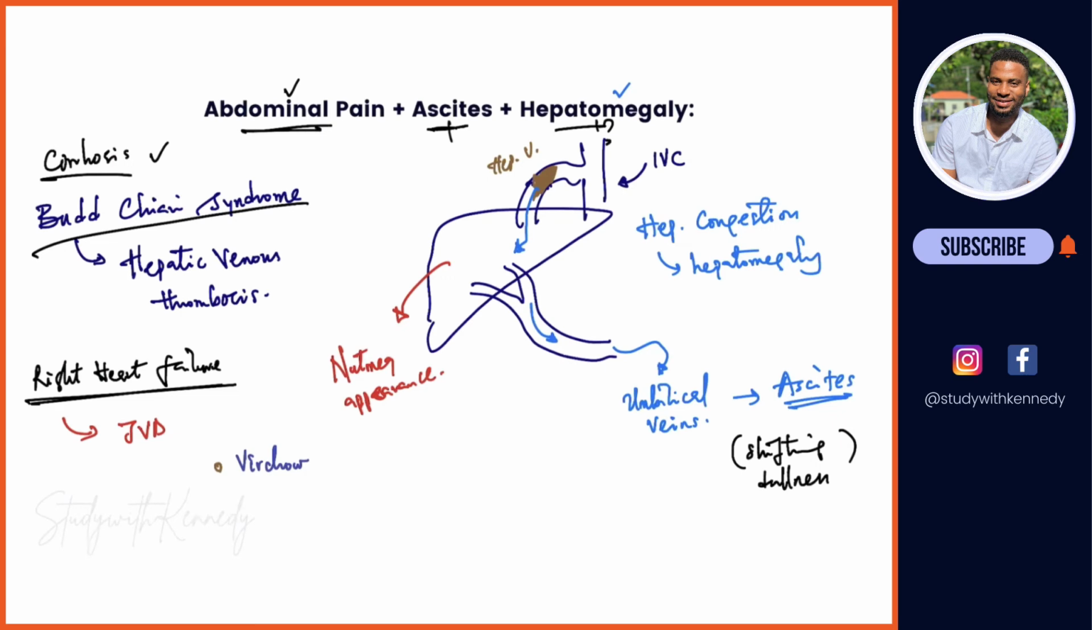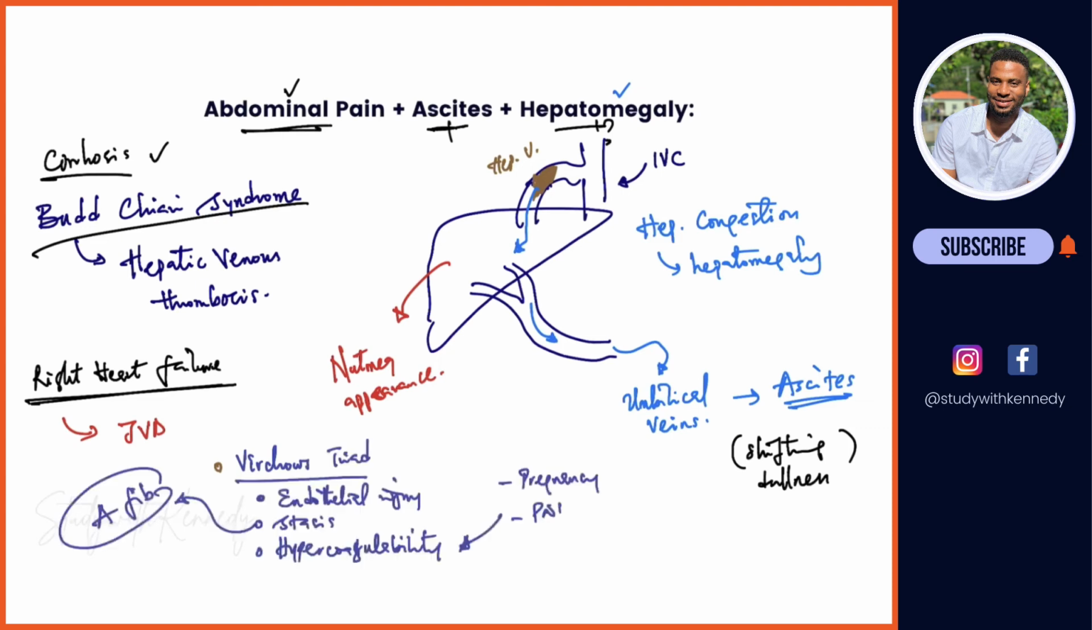Pregnancy is a hypercoagulable state. So pregnancy can result in Budd-Chiari syndrome as well. This is how you think of all of these things, right? Pregnancy could result potentially in Budd-Chiari syndrome. Paroxysmal nocturnal hemoglobinuria can also result in Budd-Chiari syndrome. And then you're going to be asking yourself, okay, paroxysmal nocturnal hemoglobinuria, what is that about?